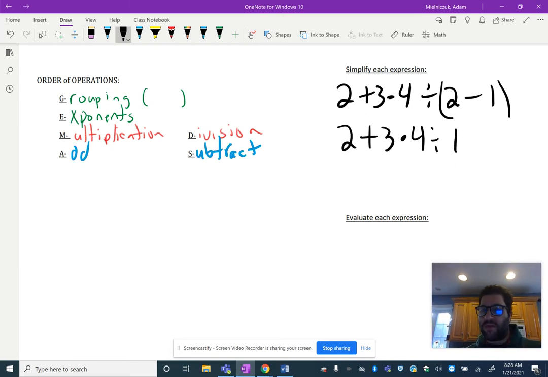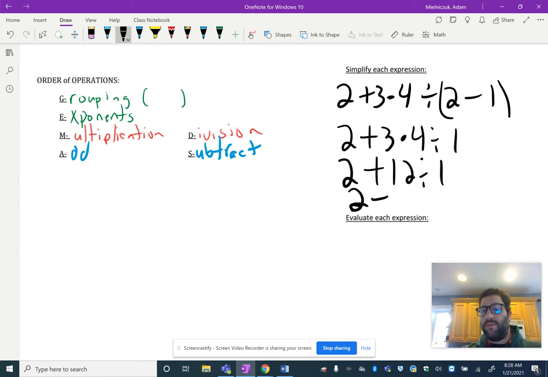Now that grouping is done, we check for exponents. There are not any. So now we're going to do multiplication and division, but whatever comes first. So here, multiplication comes first. So it's going to be 2 plus 12 divided by 1. Now we're going to do division. So 12 divided by 1 is 12. So 2 plus 12 gives us 14. That is how you simplify an expression, which is different than evaluating.